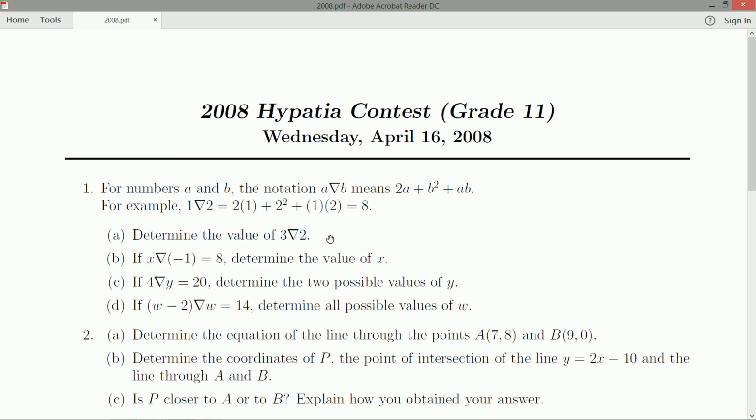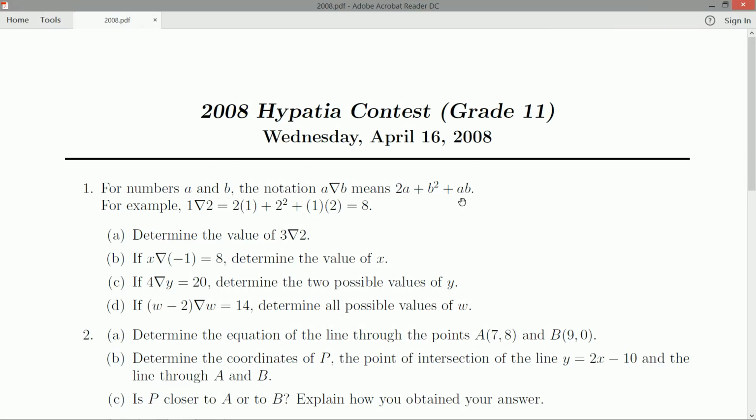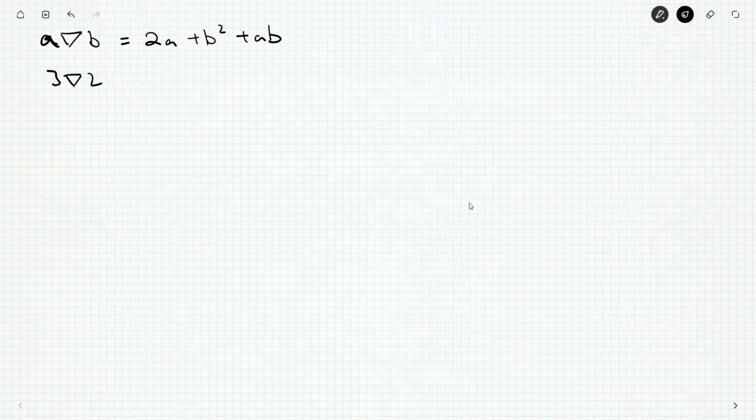A part, determine the value of 3 triangle 2. Okay, so this is just easing us in, do we actually understand how this notation works? So we're going to go to our notepad, and we're just going to plug in our values to the formula. So I'm going to copy it down. So it was 2A plus B squared plus AB. And we'll just double check that I did copy that right. 2A plus B squared plus AB. Okay. So they want us to give the value of 3 triangle 2.